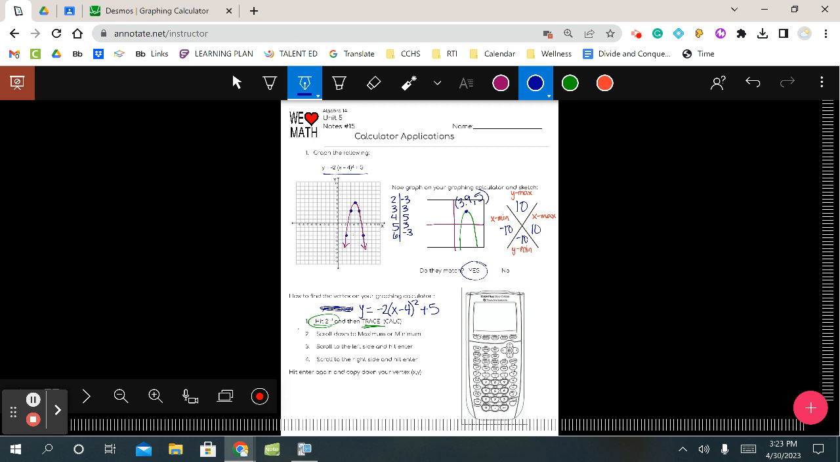So that is how we find our vertex on our graphing calculator. So we're going to practice that a couple more times on the back. So if you have any questions, let me know.